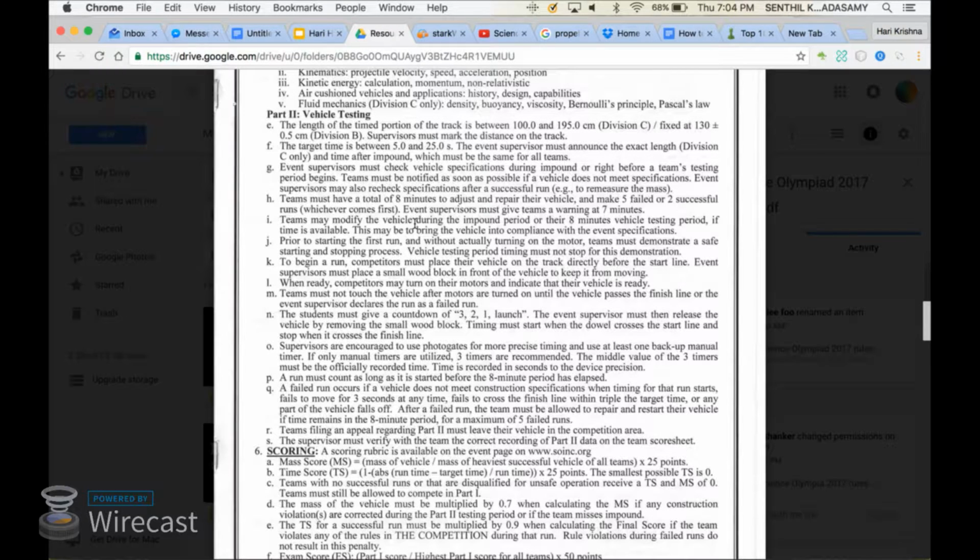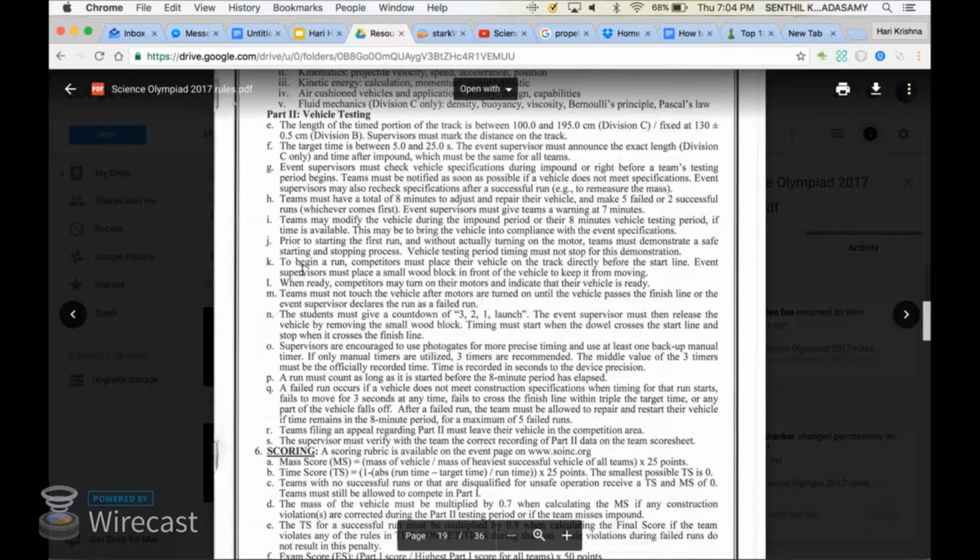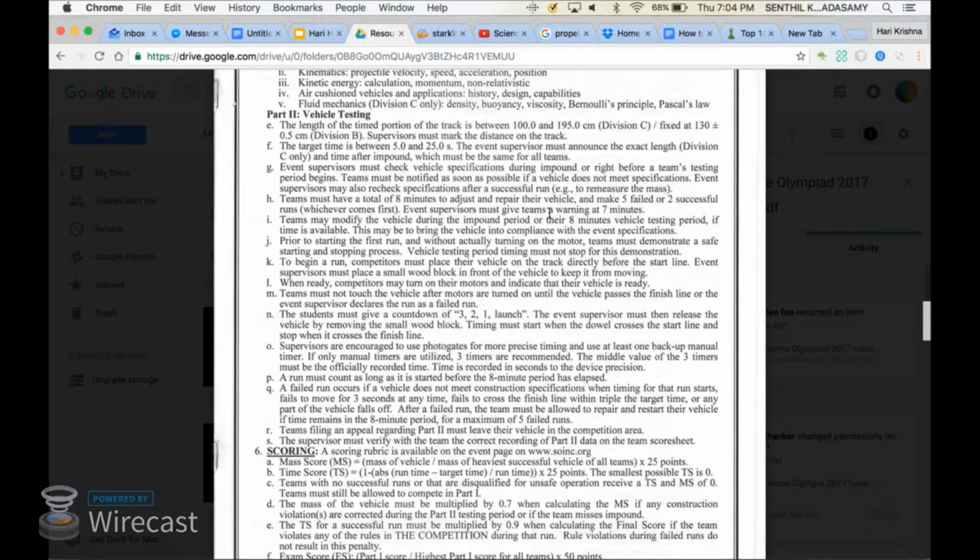So that means once you fail 5 or once you do 2 successful runs, then your 8 minutes finishes. And then teams may also be able to modify the vehicle during the impound period or their 8 minutes if time is available. So that may be to ensure that you can fit in the rules. So try to make sure your vehicle follows all aspects of the rules.